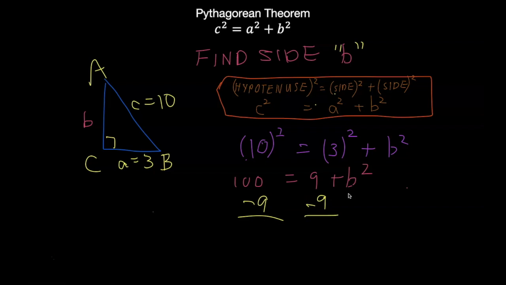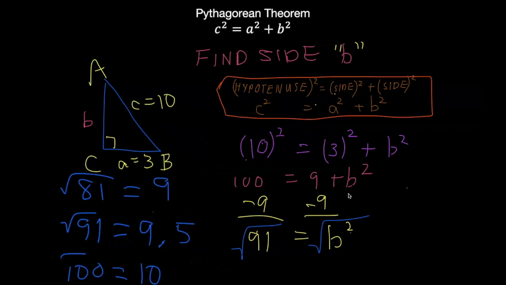So to do that, I have to move the 9 across by reversing it, or inversing it. I subtract 9, and I end up with B squared equals 91. But in order to find B, I must reverse the square. So when I reverse the square, I square root.